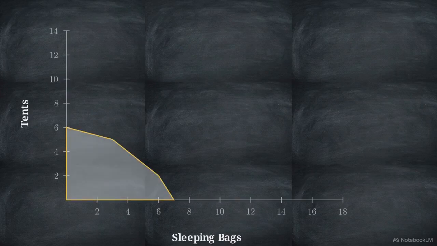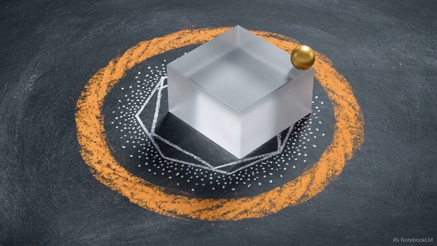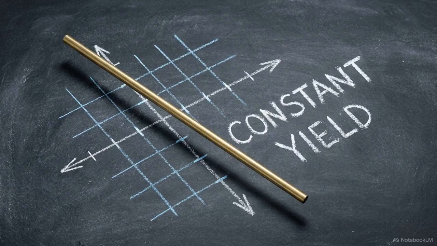Even within this restricted polygon, there are theoretically infinite fractional coordinate points, representing different production mixes. The challenge is proving which single point yields maximum profit, without having to calculate every single possibility. The geometric solution to testing infinite points is a tool called the iso-profit line.